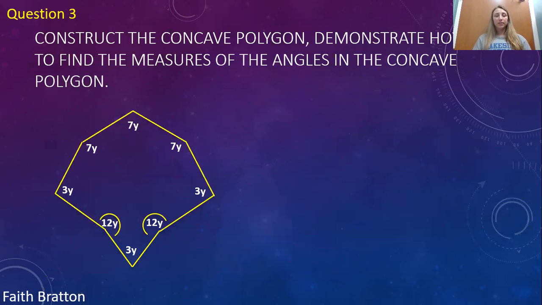Question 3 is to construct the concave polygon and demonstrate how to find the measures of the angles in the concave polygon. First we're going to substitute the value of y into the expression for each angle. To construct this, we need the sum of the measures of the interior angles of any n-gon, which is n minus 2 times 180 degrees, where n is the number of sides. But first, we need to know the number of sides. So we need to take the concave polygon and add up the sides.